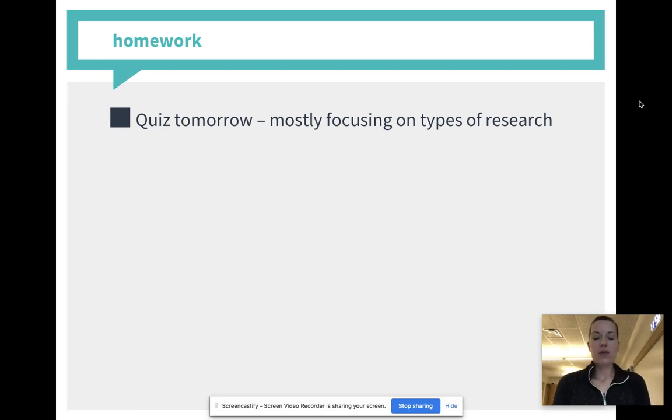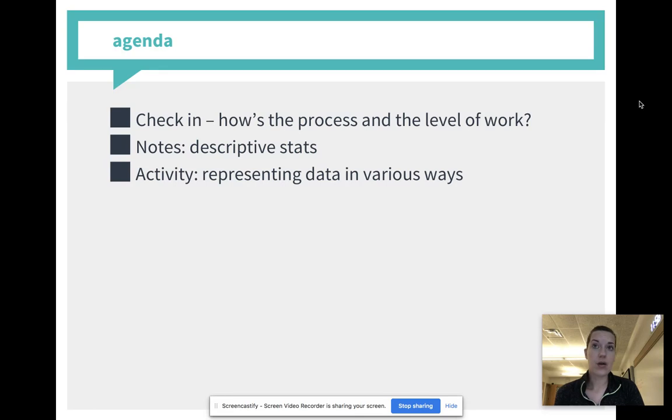So, I want to remind you, you have a quiz tomorrow, and we're going to be talking about types of research. So, basically, do you know what they are? I'm not going to be asking you to tell me why you should use a case study and not an experiment or anything like that. That's complicated. We'll get into it later. So, today, I'm going to check in with you real quick and talk to you about how to do that.